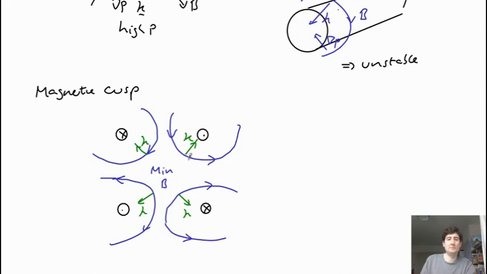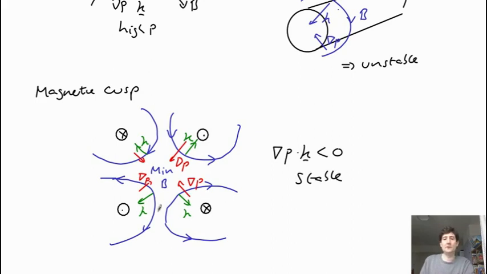But the gradient of pressure, so we're trying to get high pressure in the middle, so the pressure gradient is always inwards. And so this is a stable configuration. So we always have that grad P dot kappa is always less than 0, and so this is stable.